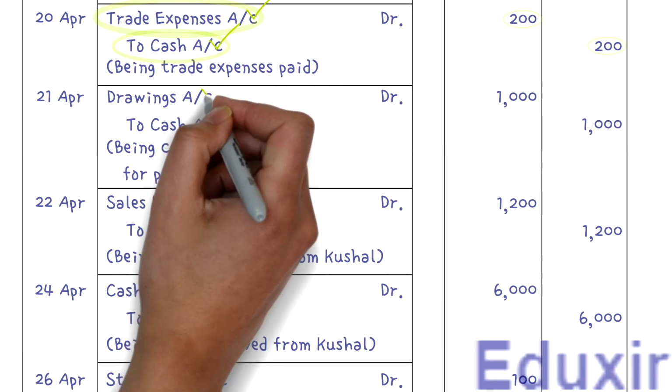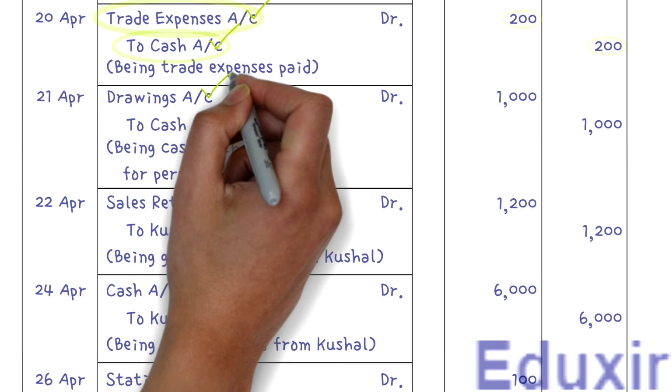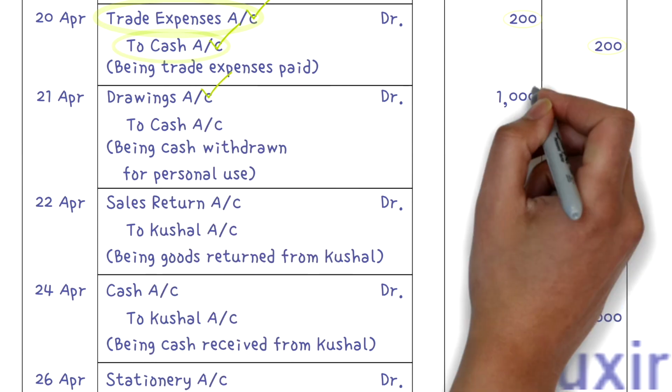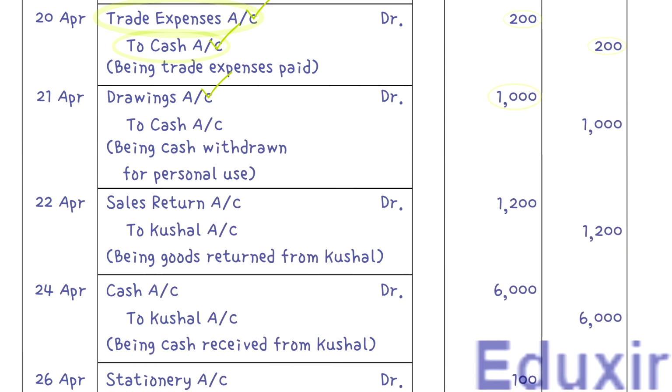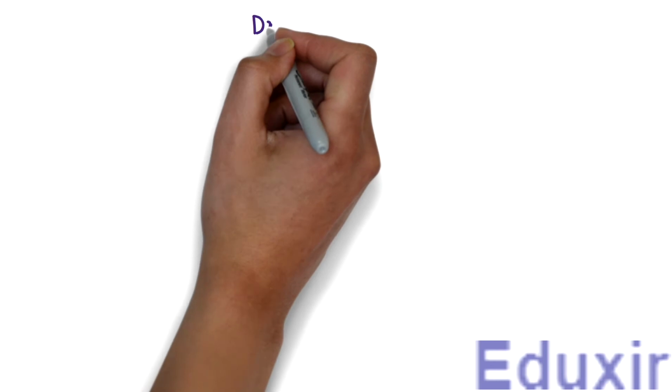As the name suggests, it needs to be posted on the debit side of drawings account and the debit amount is 1000 rupees. Note that the details that need to be posted into the particulars column is cash account. For posting this entry, we need to create a ledger account for drawings as it is not yet created. Let us first write the title as drawings account.